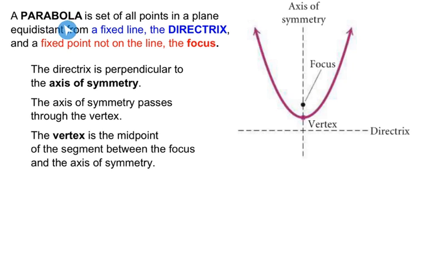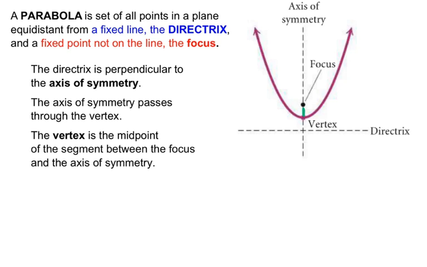A parabola is defined as the set of all points in the plane equidistant from both a fixed line, the directrix, and a fixed point not on the line called the focus. When we consider the graph of parabolas, parabolas have an axis of symmetry. The axis of symmetry passes through the vertex and also the focus. The vertex is the midpoint between the focus and the directrix.